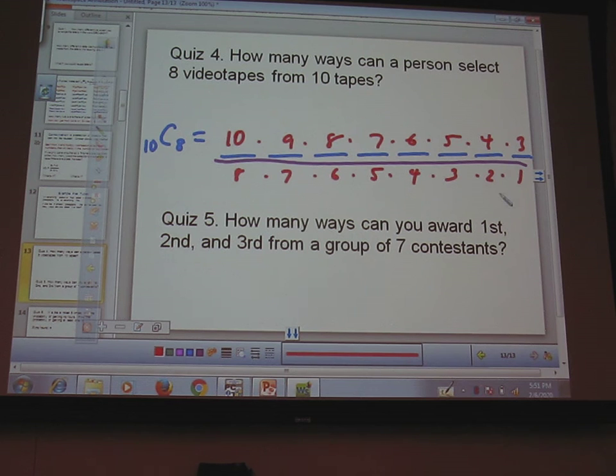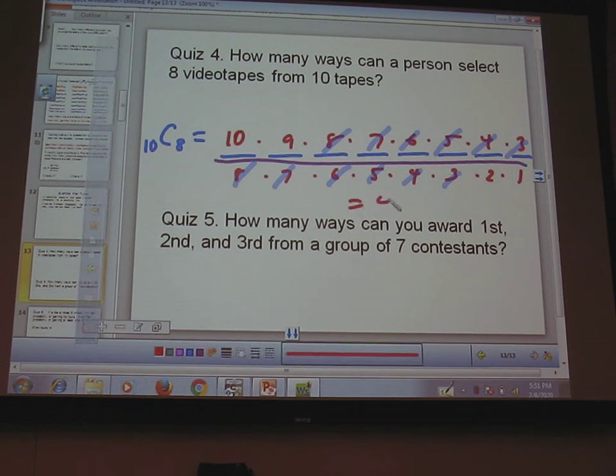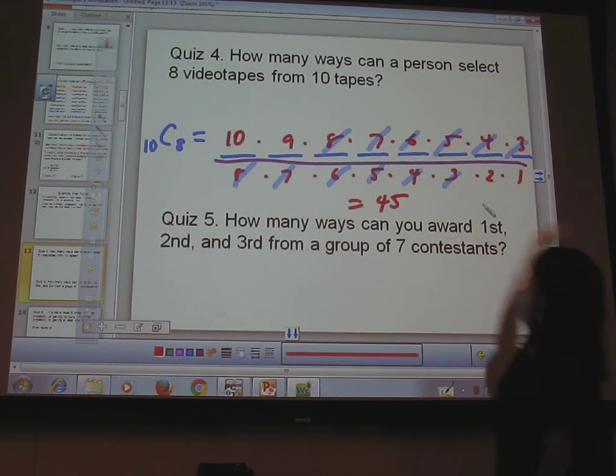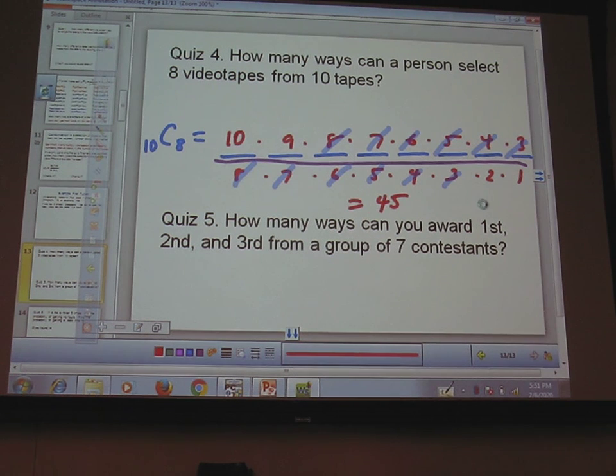You can either put this into your calculator and get an answer, or you can see how things cancel out a little bit. So it really becomes 10 times 9 divided by 2, which is 45. I need to see those numbers divided by those numbers and the answer. That's what I need to see.